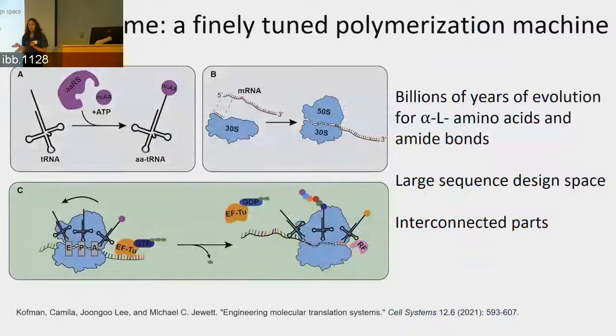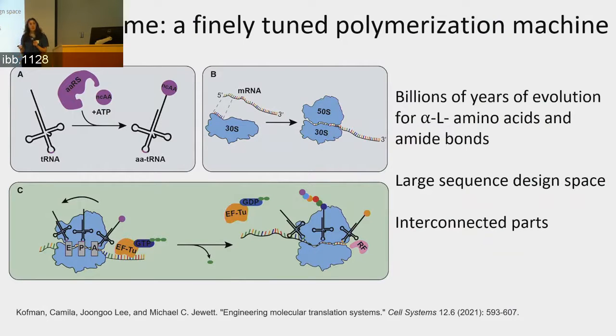So let's just start with the translation system. As Jay briefly touched on, it is a system of a lot of interconnected parts. You have mRNA, tRNA, aminoacyl-tRNA synthetases, and at the core of it all is the ribosome. And through billions of years of evolution, this ribosome has evolved to take the alpha L amino acids, make amide bonds, and we've got these peptides, proteins coming out of it.